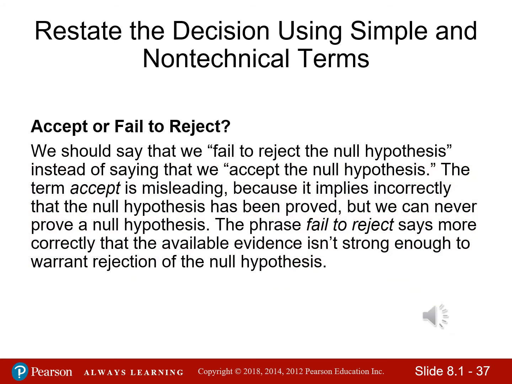We should say that we fail to reject the null hypothesis instead of saying that we accept the null hypothesis. The term accept is misleading because it implies incorrectly that the null hypothesis has been proven. But we can never really prove the null hypothesis. The phrase fail to reject says more correctly that the available evidence isn't strong enough to warrant a rejection of the null hypothesis.